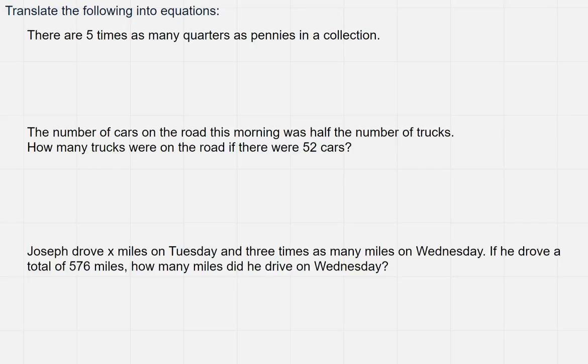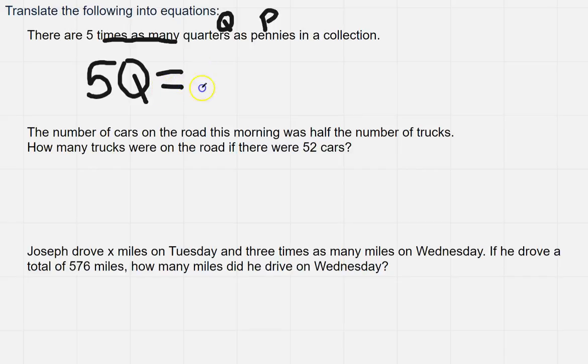makes sense. So in the first one it says there are 5 times as many quarters as pennies. So I'm comparing quarters and pennies. So the logical thing is that quarters is Q and pennies is P. So if there's 5 times as many, that means there's 5 times as many quarters as there is pennies. And that's all you write. It hasn't asked you to solve anything, so it's just 5Q equals P.